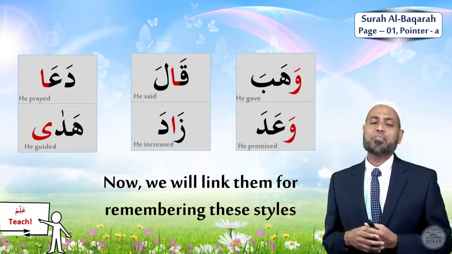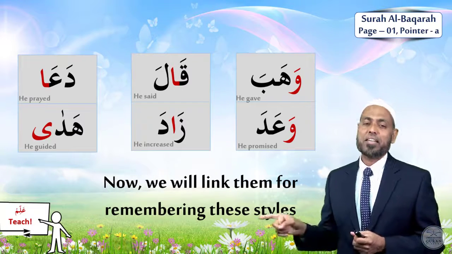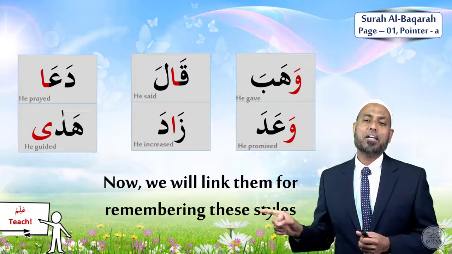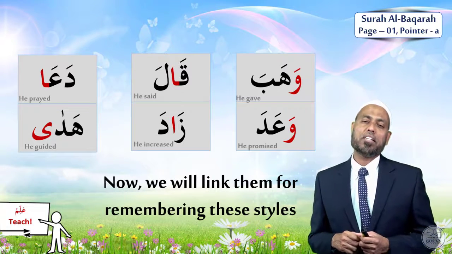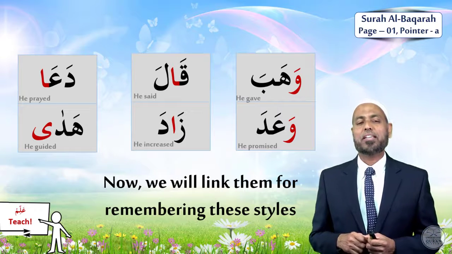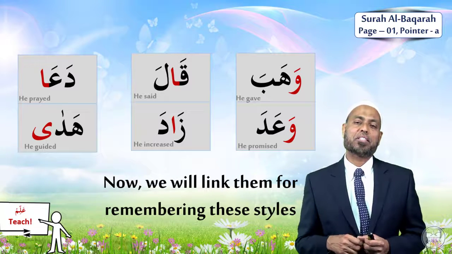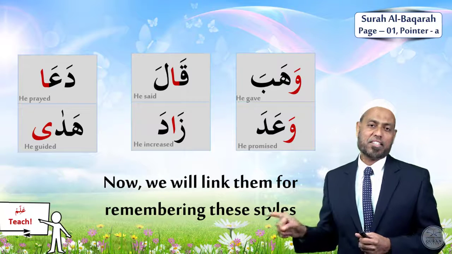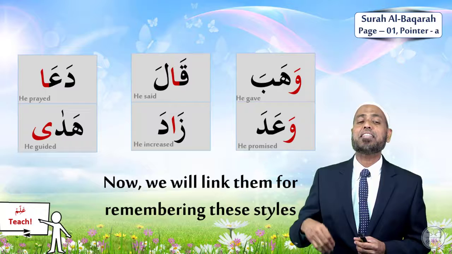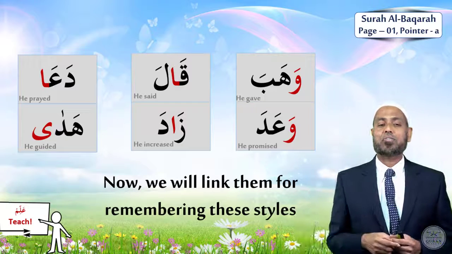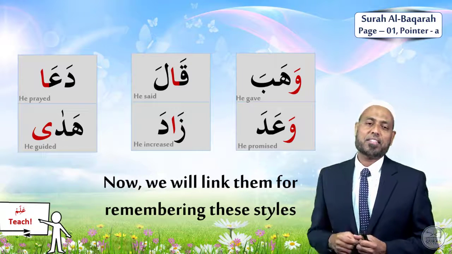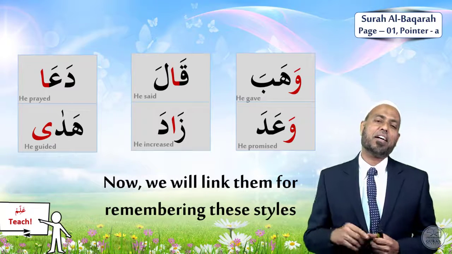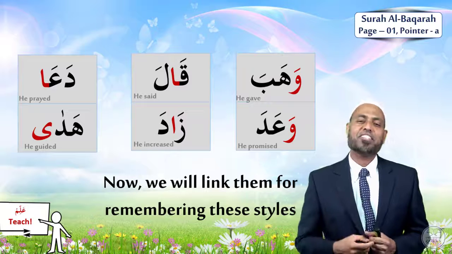First of all, let us learn the meanings. Wahaba means he gave, and wa'ada, he promised. Can you translate? Wahaba, he gave. Wa'ada, he promised. And the second pair is qala. Qala means he said, you know it, and zada means he increased. So can you translate? Qala, he said. Zada, he increased. Again, qala, he said. Zada, he increased.